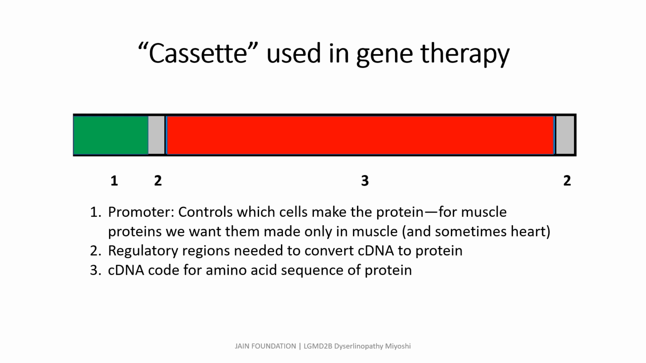So I'm going to focus in this talk on genes for muscle cells to treat neuromuscular diseases. So you'd use a promoter which turns the gene that you're putting in on only in muscle cells, sometimes in heart cells. In addition to the genetic instructions for the cDNA and the promoter, you need a few short pieces of DNA to mark the beginning and the end of the gene so that the cell will recognize it as a gene and can transcribe it.